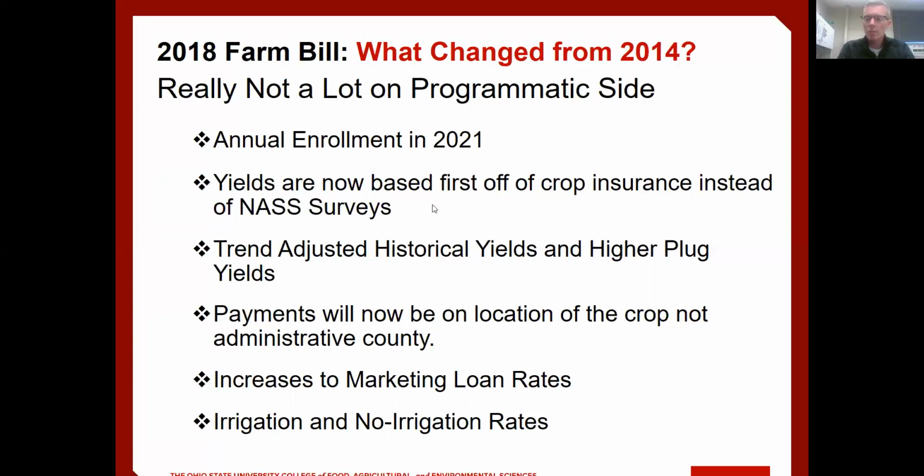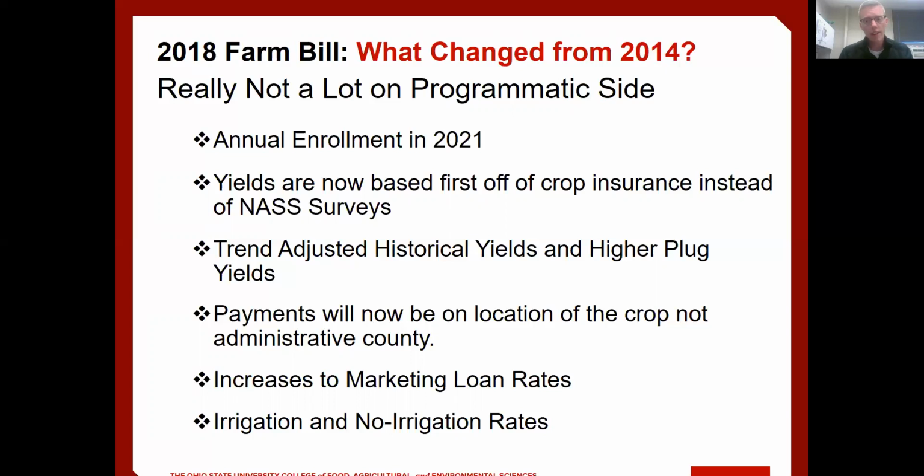Yields for the ARC County program are now going to be based off crop insurance or RMA yields instead of the National Ag Statistics surveys. These are actual yields that are recorded within the crop insurance program instead of surveys passed out to farmers. I would note that the National Ag Statistics Service does a really good job estimating final yields. In our analysis here at Ohio State, we find that some counties will benefit from this change, and that RMA yields have traditionally been a little higher than the National Ag Statistics Service yields.